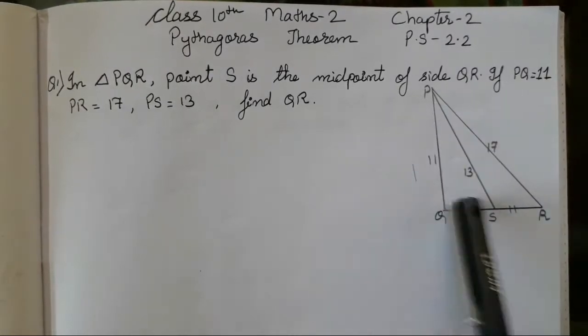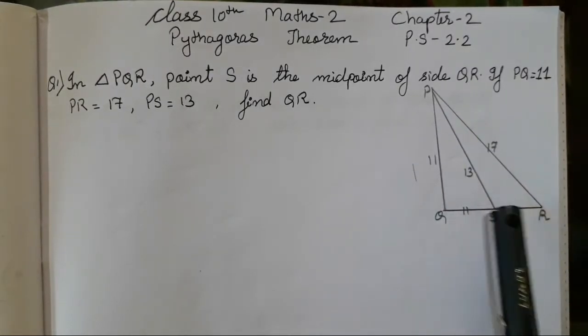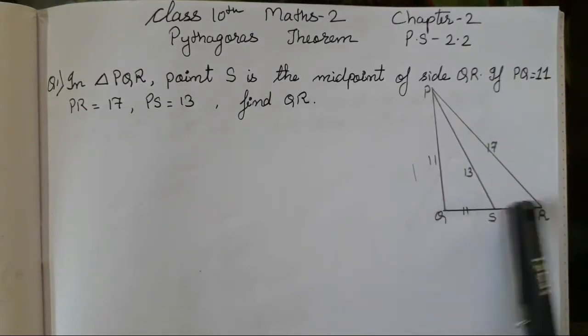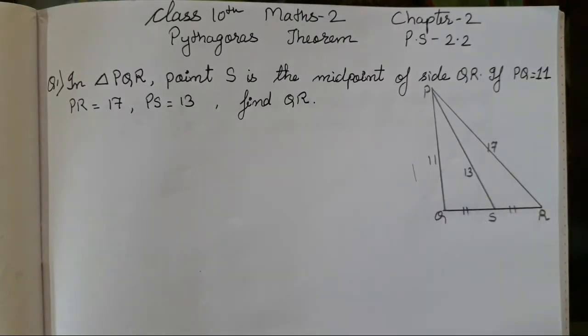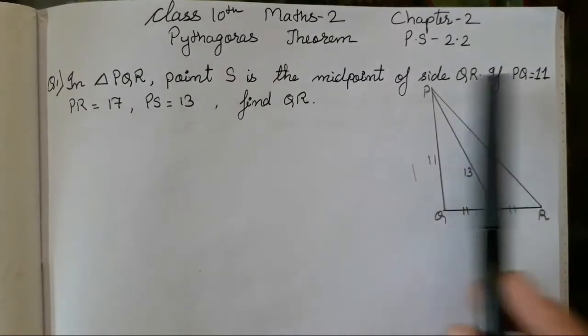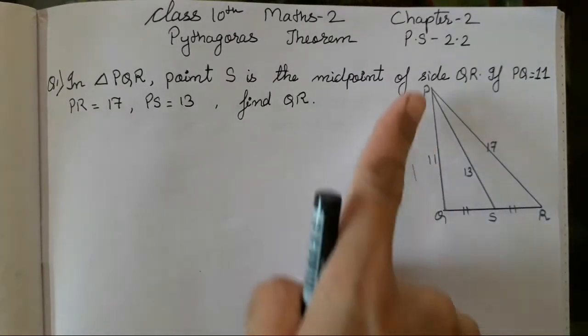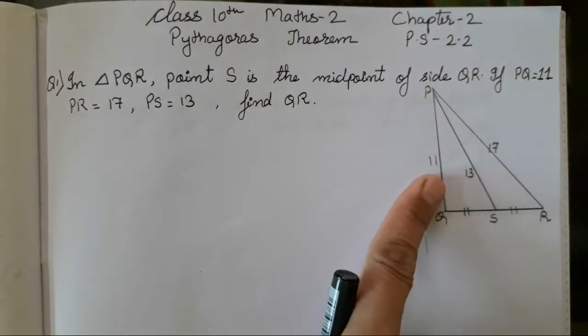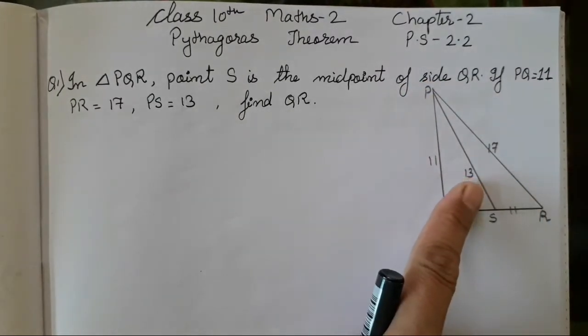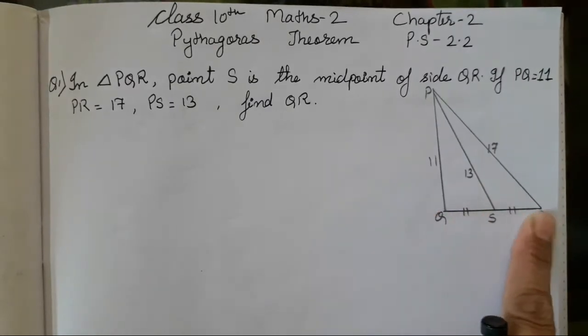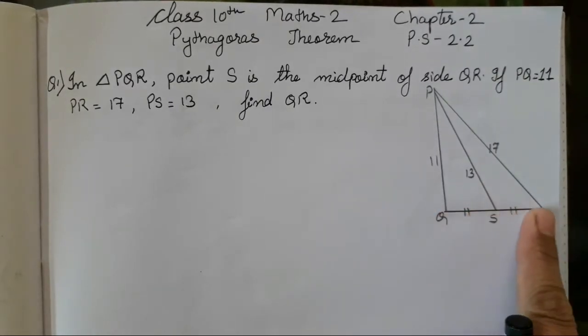In triangle PQR, S is the midpoint. Midpoint means it divides this segment into two equal parts. That is why this sign has already been given in the figure. Now, PQ, that is this side, is 11, PR is 17 and PS is 13. Find QR. That means we need to find this segment.